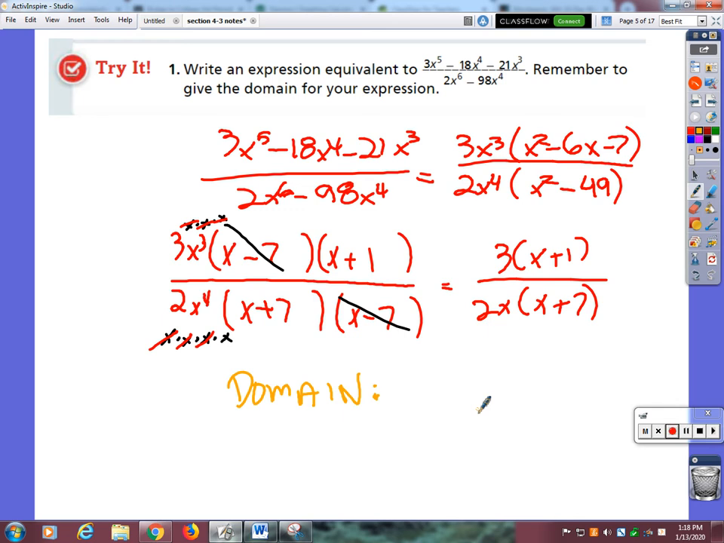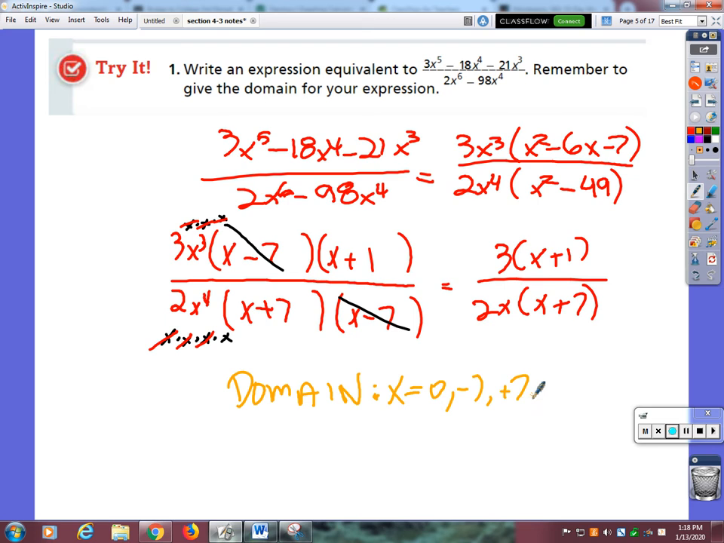So for that, I'm going to go to the factored form, and I'm going to ask you, based on what we did last week, where are the asymptotes, the vertical asymptotes of this function? Where does the bottom equal 0? At 0, and negative 7, and positive 7, okay?